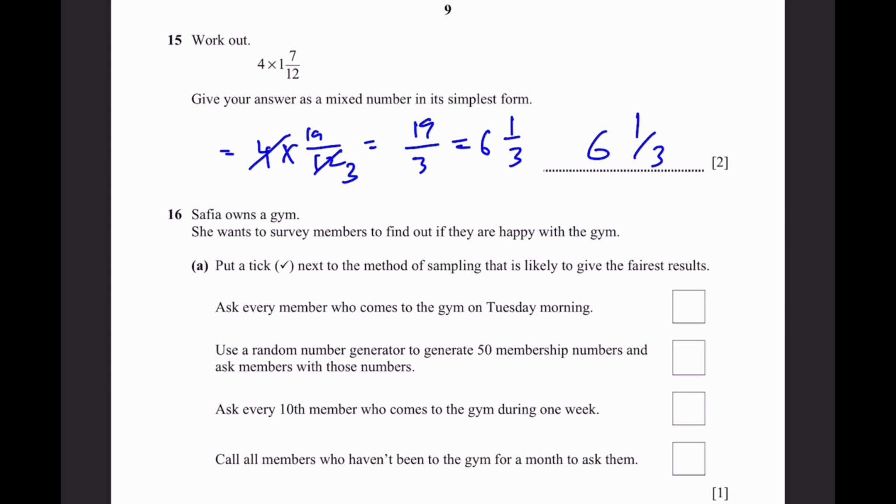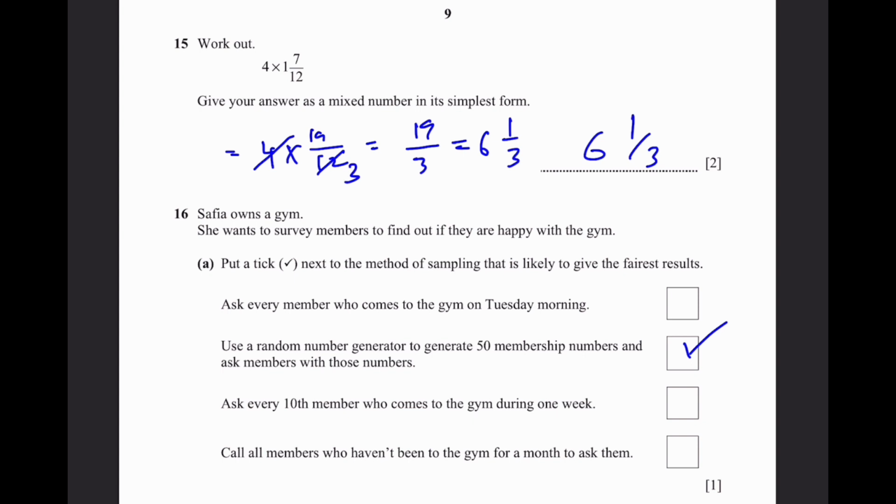Actually, the correct option is the second option. Well, why is it just this option and not the other 3 over here? Ask every member who comes to the gym on Tuesday morning. Well, why should it be just Tuesday and just morning? It could be even afternoon or evening, or it could be some other day of the week. Now, for the third option, ask every 10th member who comes to the gym during 1 week. Why every 10th member? You can ask all the other members as well, right? And that's why this is also another option.